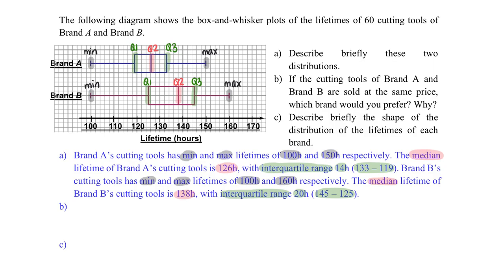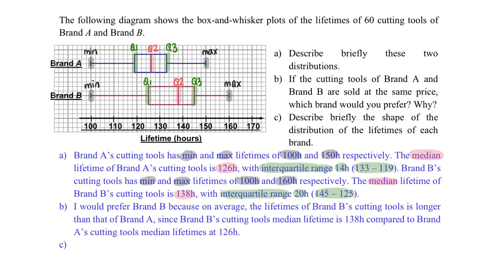Now, part B. If the cutting tools of brand A and brand B are sold at the same price, which brand would you prefer and why? Since we are talking about lifetimes here, of course I would choose the brand that would last me longer. So when I compare the median, the median for brand B is 138. It is higher than that of brand A. So I would of course prefer brand B, because if I compare the median, the lifetime is longer.